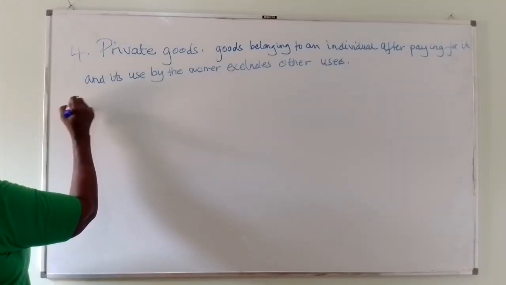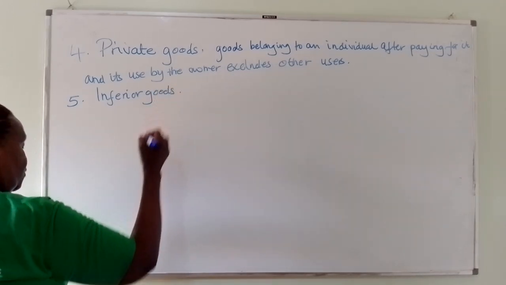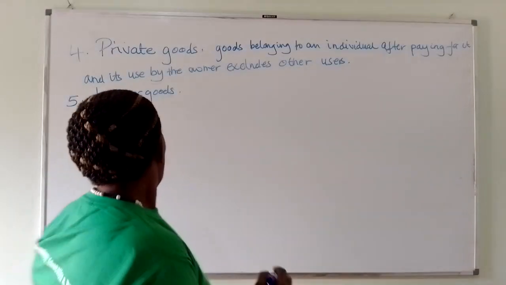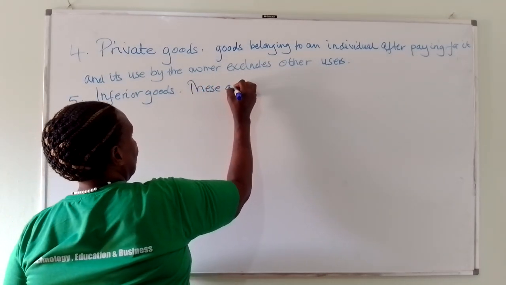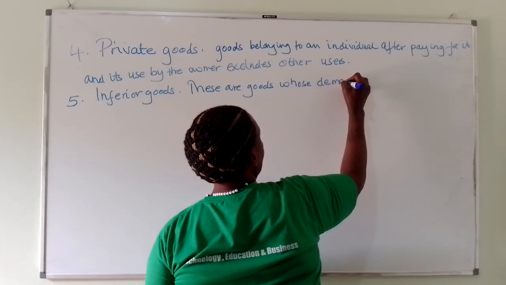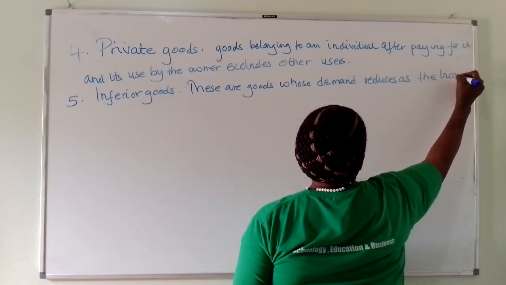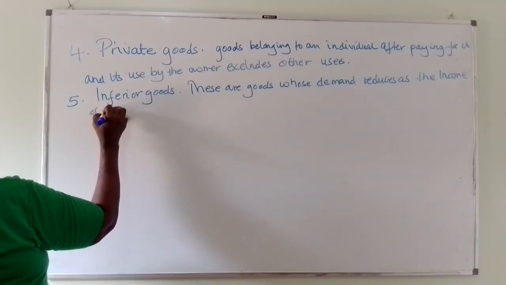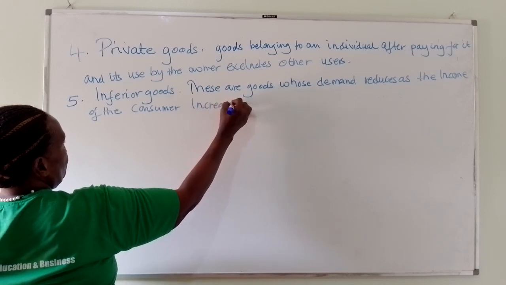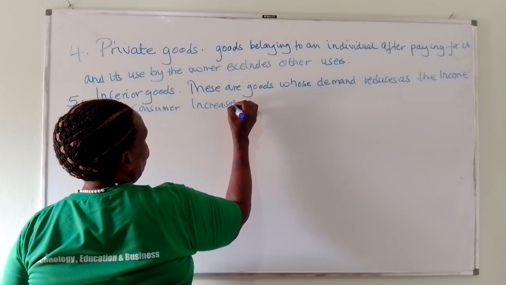We also have another type of good, which are the inferior goods. Inferior goods are regarded inferior in relation to the income of the consumer. And we find that these are goods whose demand reduces as the income of the consumer increases, meaning that they are discarded, or you do without them.